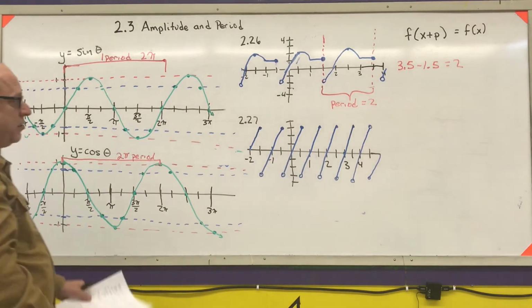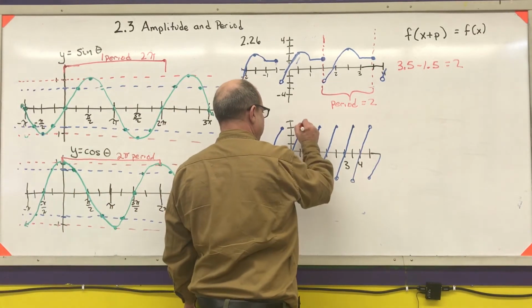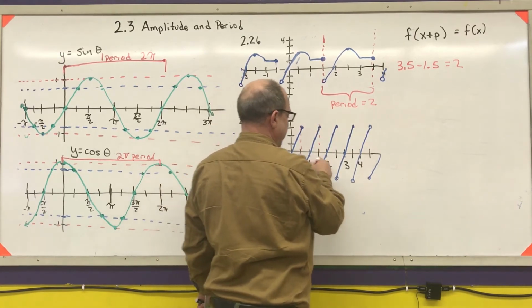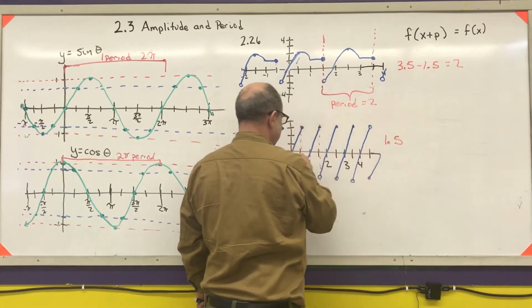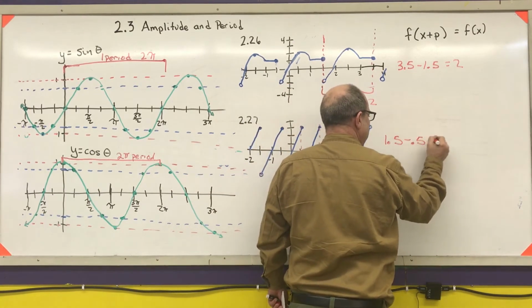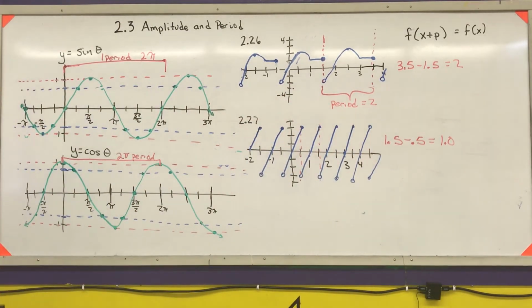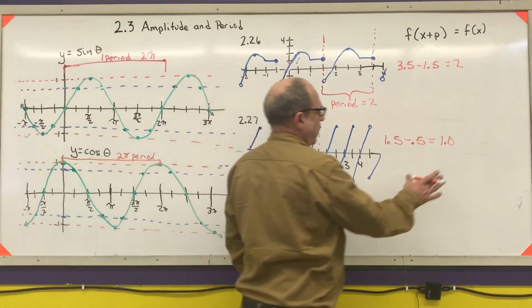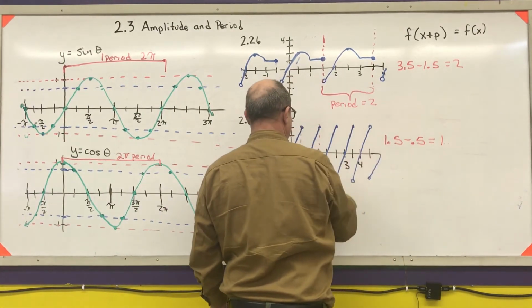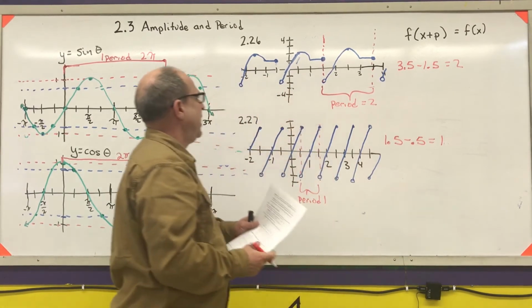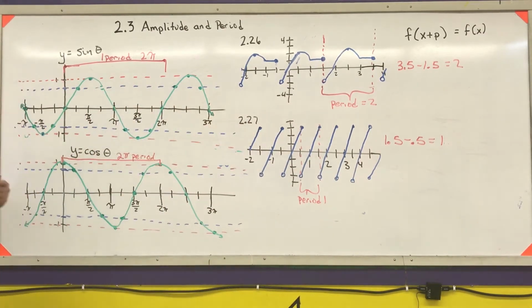I'm going to do the same thing for the next graph. I just picked one that has a starting point and an ending point. Find the values, 1.5 minus 0.5, and I get 1.0. Or in this case, we'll just call it 1. The period of this graph would be 1. So if I give you graphs, you should be able to determine what the period is directly from using the x-coordinates and y-coordinates of the graph.